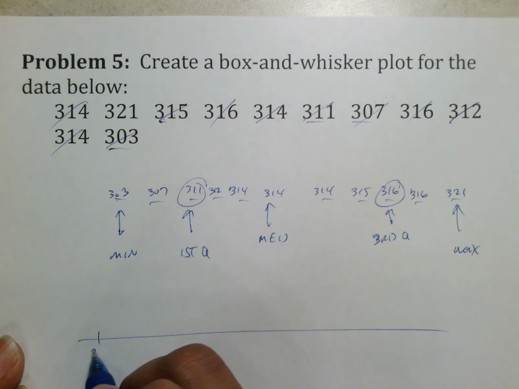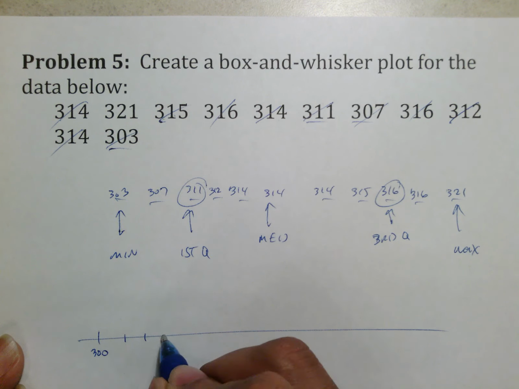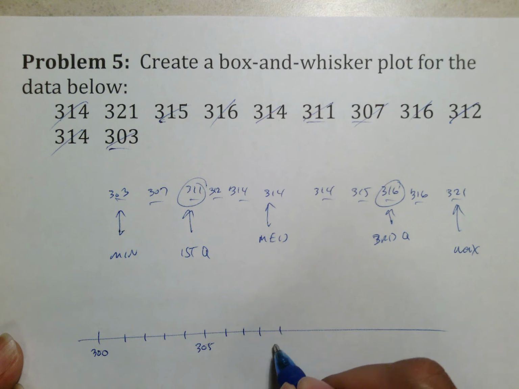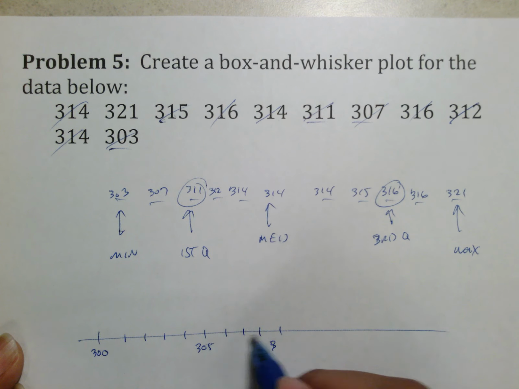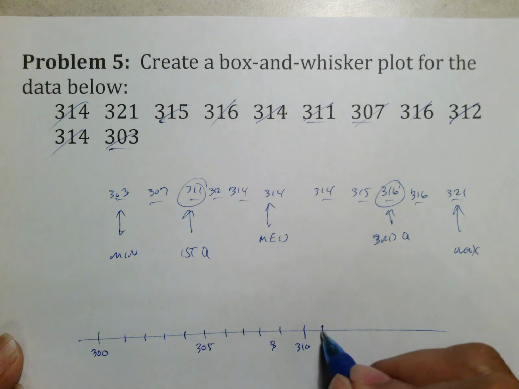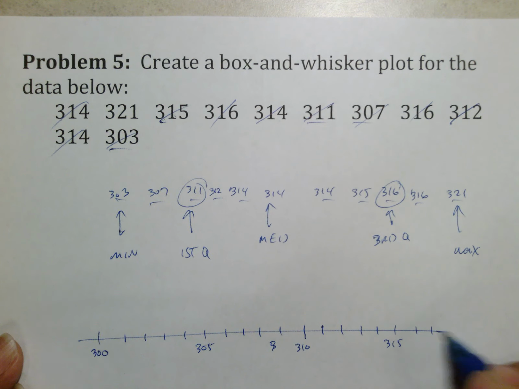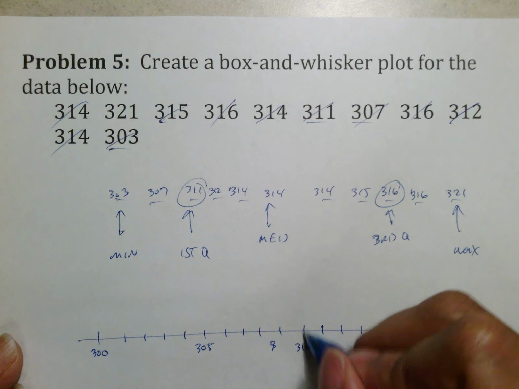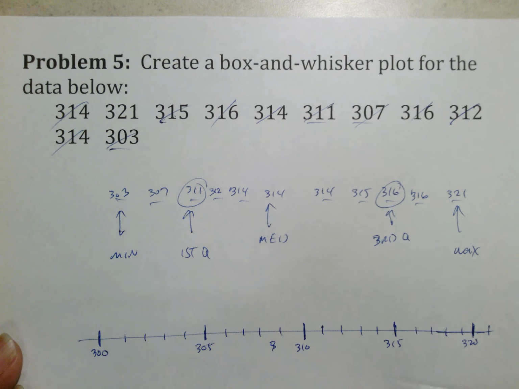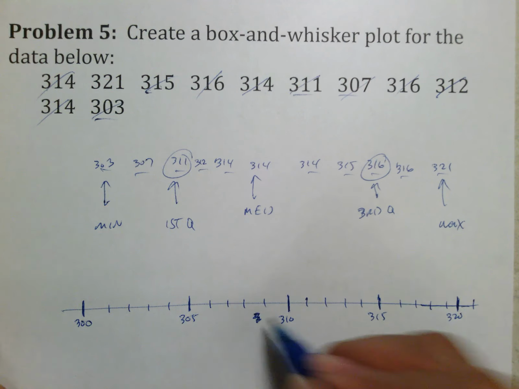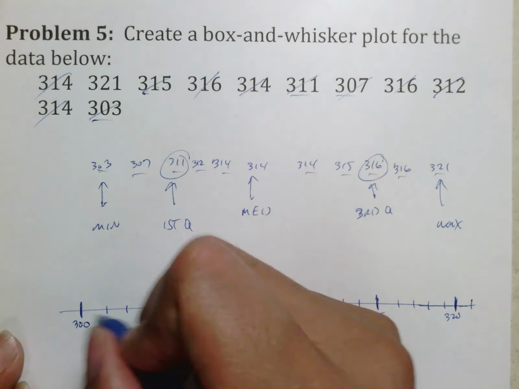So looking at your range, you've got from 303 to 321, which means that I can probably count by one. So 300, 301, 302, 303, 304, 305, 306, 307, 308, 309, 310, 311, 312, 313, 314, 315, 316, 317, 318, 319, 320, and 321. So again, I'll highlight these key ones here so we know where the big ones are, and everything else is just a counter. Again, however you set up your count is up to you, but you just got to make sure it's clear.